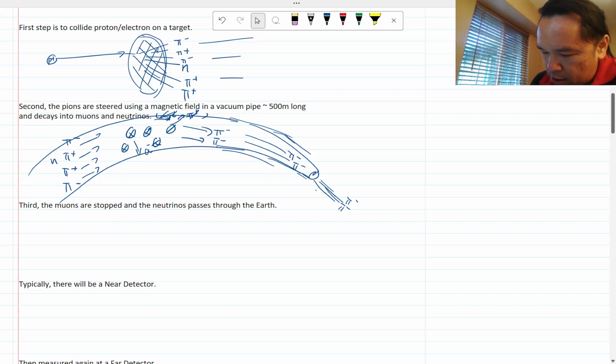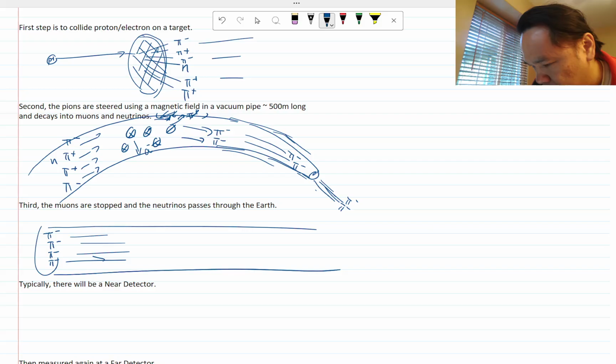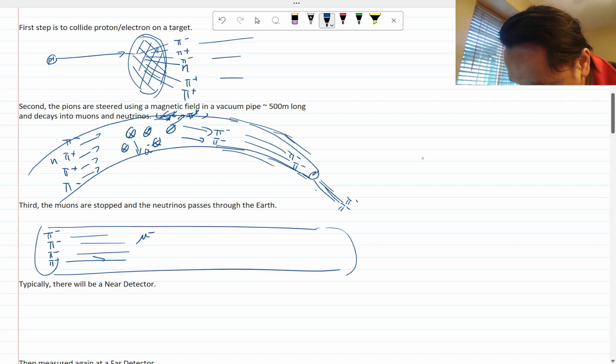So third, now you have a beam of negative pions, let's say 4 of them. They're all going in the same direction. Okay. And what you do is you have a vacuum tube here, basically, and then you just let the pions fly along, and they will decay into muons and neutrinos, muon neutrinos. Okay.